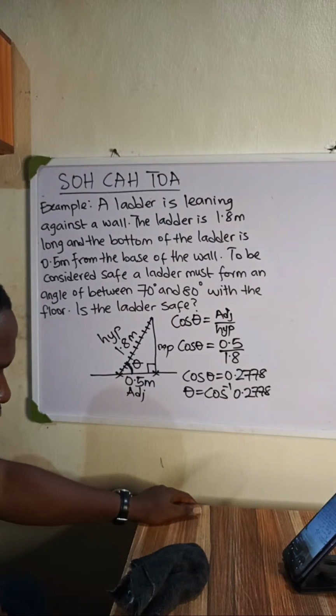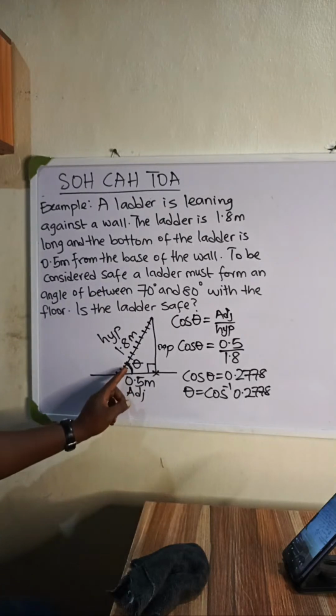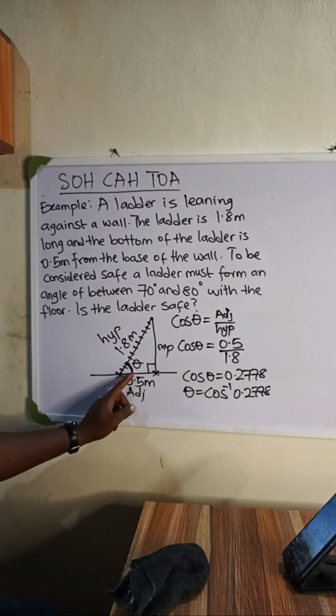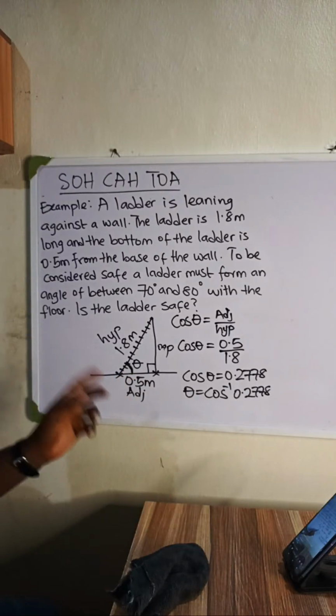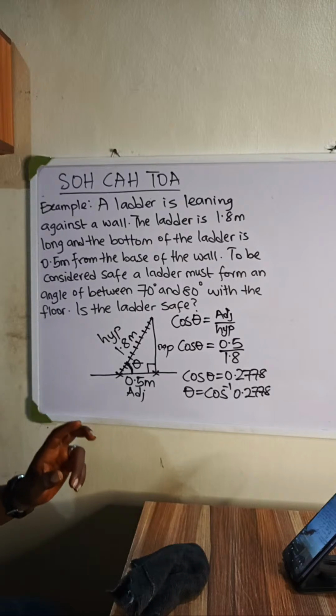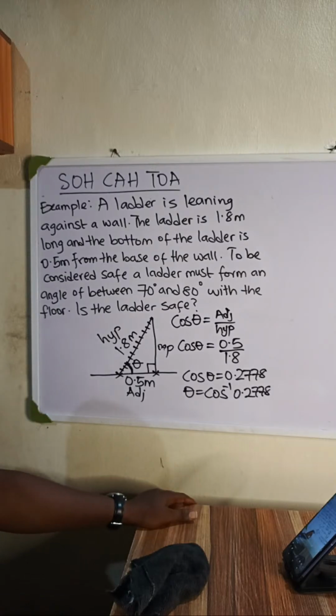15.5 meters. How did you get 15.5 meters? Remember, we are looking for an angle, and we are doing cos inverse. Who knows how to do cos inverse?